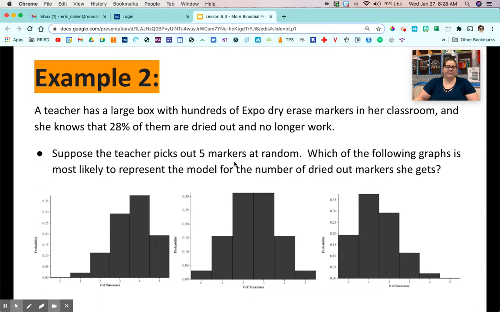Right? So my p-value, 0.28, we have to think about, is that low or high? Because that would tell me potentially, is it going to be skewed right or skewed left? Right?